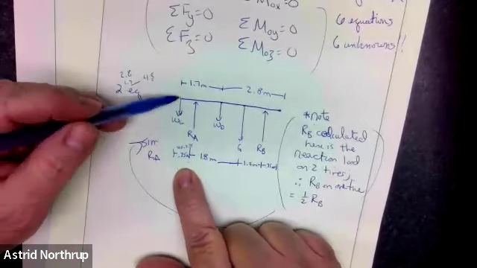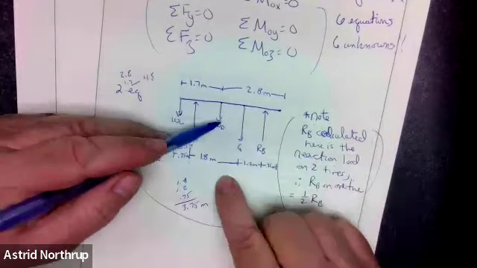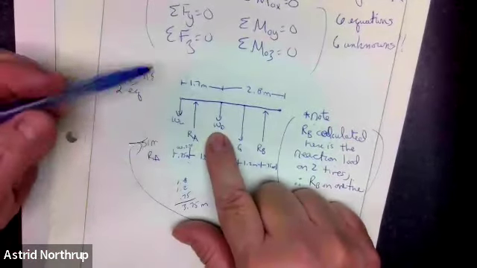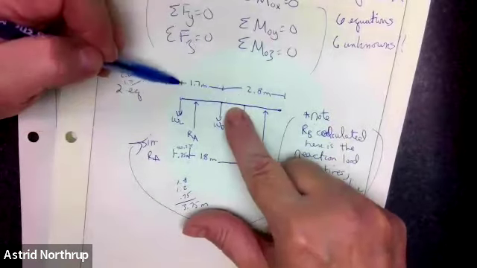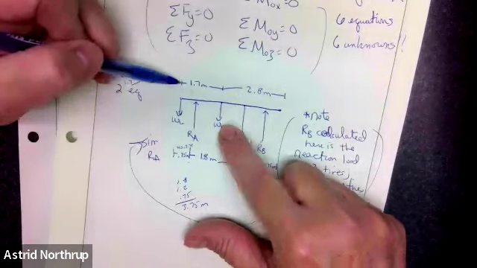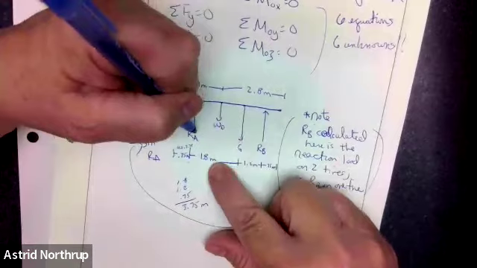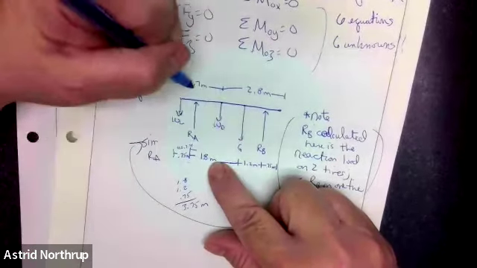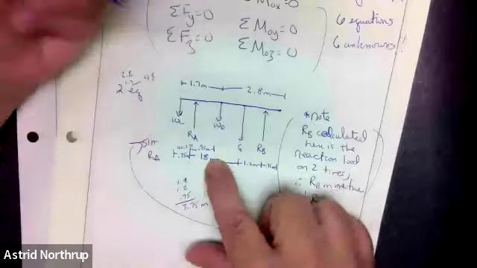Okay. I also need to determine the distance between R sub A and the crate. Okay, so I know this is 1.7 meters. Sorry, this is 0.75 meters. So this distance must be 1.7 minus 0.75, which is 0.95 meters.